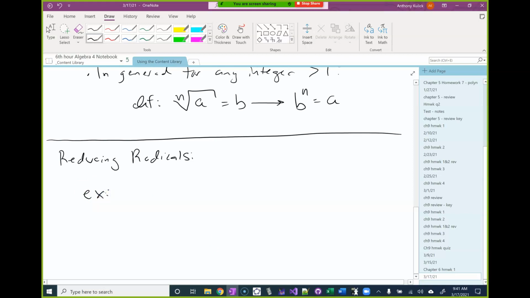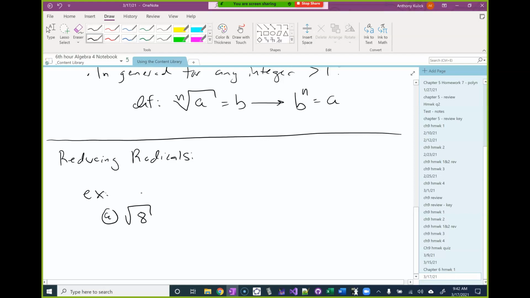So first thing we'll do is talk about reducing radicals. So I'm going to just do a bunch of examples here. I'm not going to give any descriptive notes because I think it's easier to see what's going on with numeric examples rather than doing this abstractly. So let's say that we have the square root of 8.